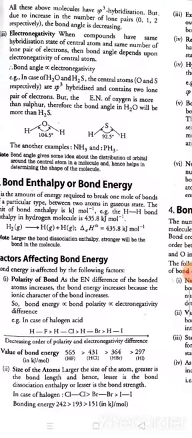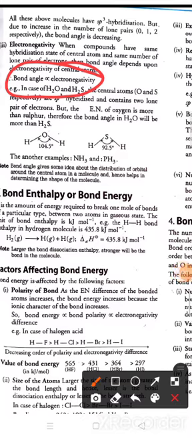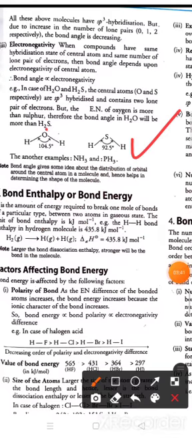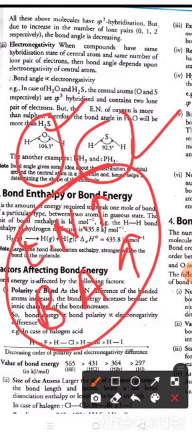Now, electronegativity. When compounds have the same hybridization state of the central atom and the same number of lone pairs of electrons, then the bond angle depends on electronegativity. The bond angle is directly proportional to electronegativity. That means the bond angle increases when electronegativity increases. Here is an example: oxygen is more electronegative than sulfur, hence its bond angle is 104.5 degrees, while in sulfur it is 92.5. So the basic idea is, the more the electronegativity, the more the bond angle.